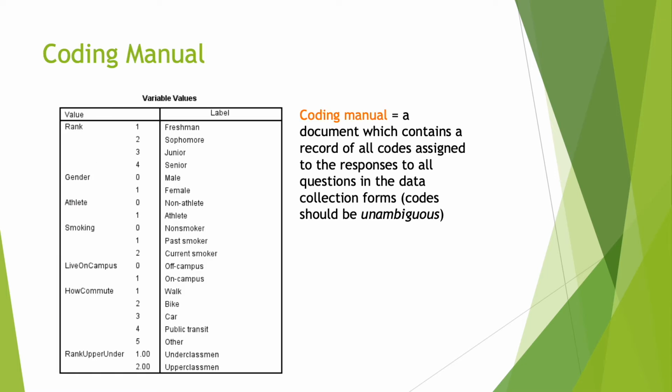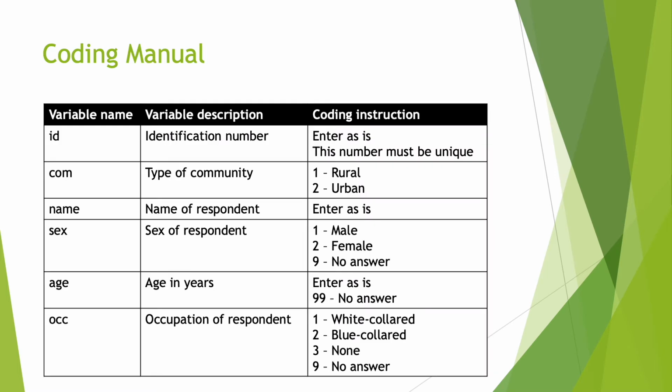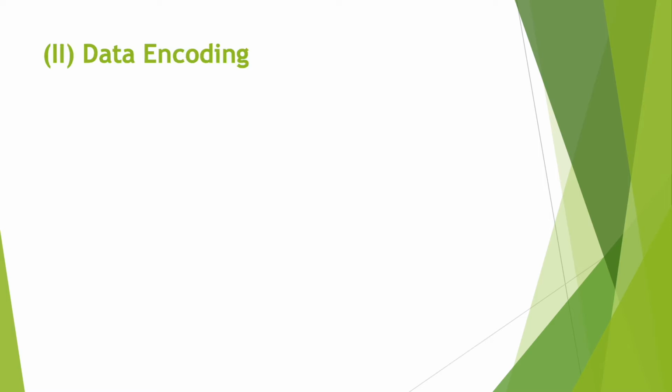Now, this is an excerpt from a coding manual. You can pause this video so you can study the details in this table at your leisure. This is another example of a coding manual. Notice for certain variables that a code also exists for non-response. Now that concludes data coding.